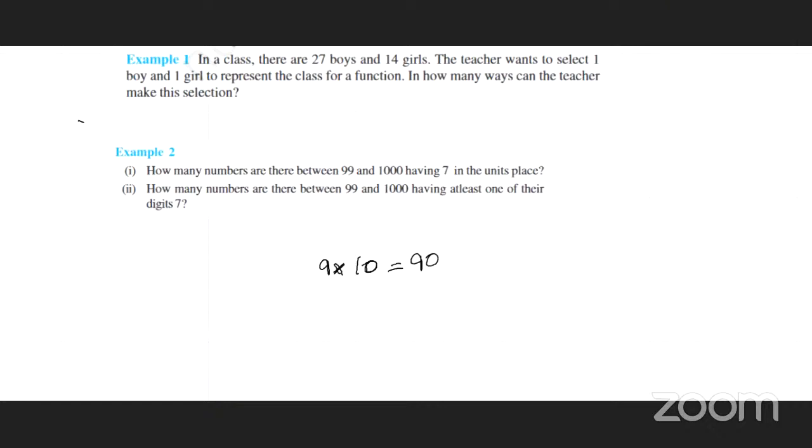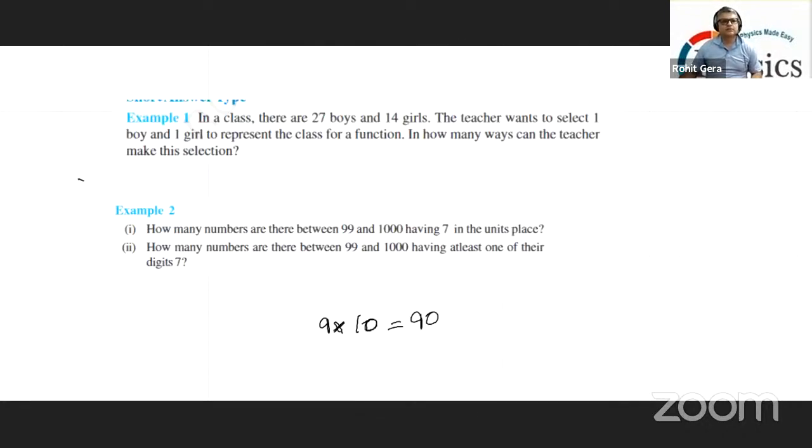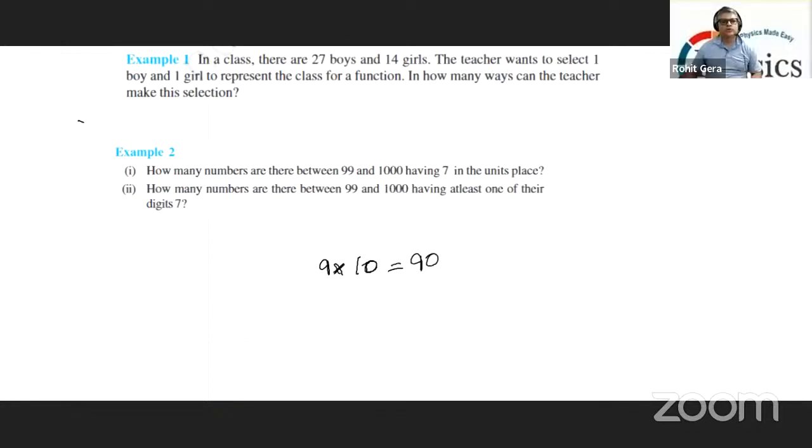Sir, for the second part, it should be 270. Let me see the second part. So you have to make at least one of the digits 7. Okay, so one choice is let's make one digit as 7, right? So then you have 90. So these are 3-digit numbers, and this is one digit as 7.